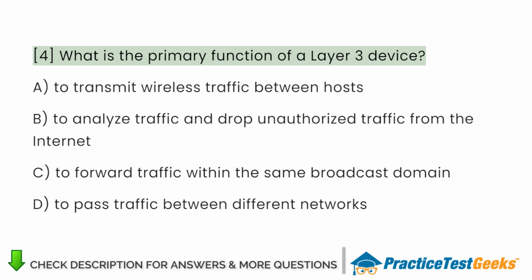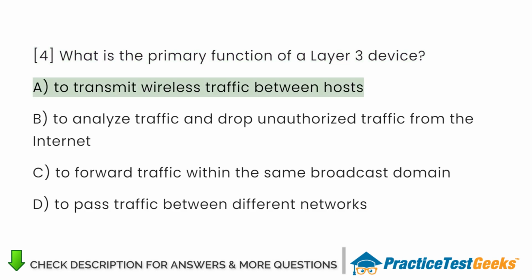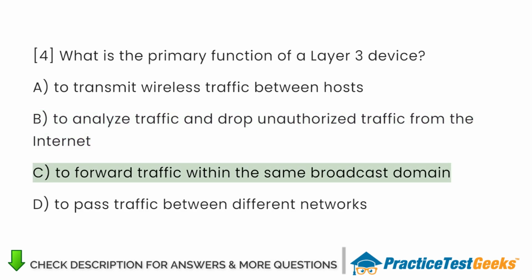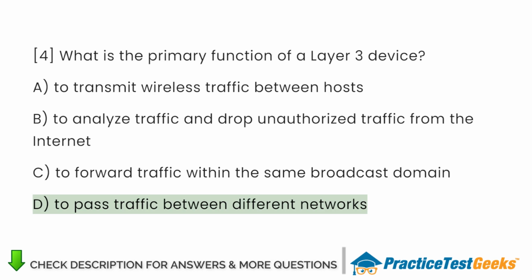What is the primary function of a Layer 3 device? A. To transmit wireless traffic between hosts. B. To analyze traffic and drop unauthorized traffic from the Internet. C. To forward traffic within the same broadcast domain. D. To pass traffic between different networks.